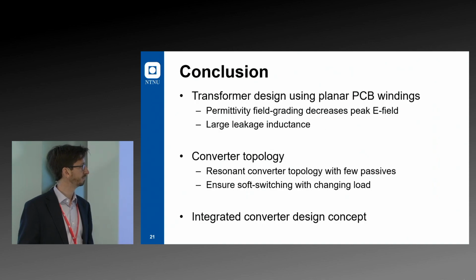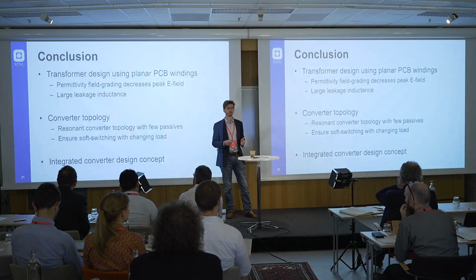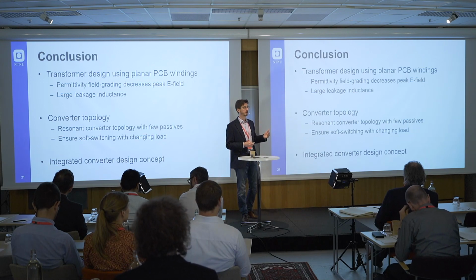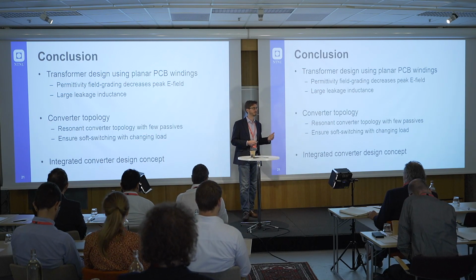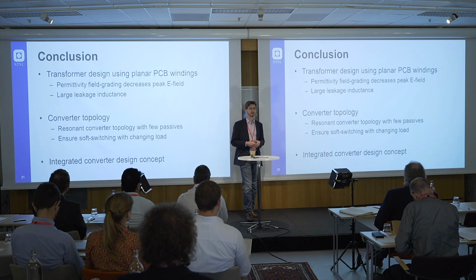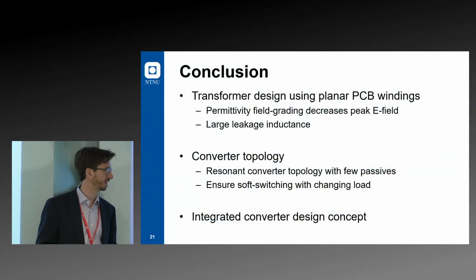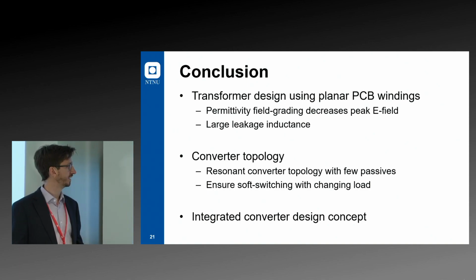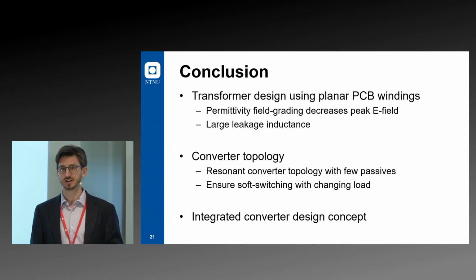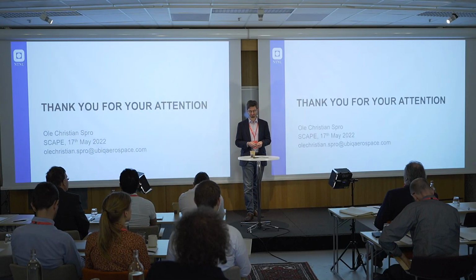So with that, just quickly to conclude, we had a planar transformer design, coreless, that we could show could provide medium voltage insulation, also using this permittivity field grading to improve the dielectric performance. Because of the large leakage inductance, we chose a resonant converter topology with few passives, high density, that could ensure soft switching despite the changing output power. So with that, I thank you for your attention. Thank you very much.